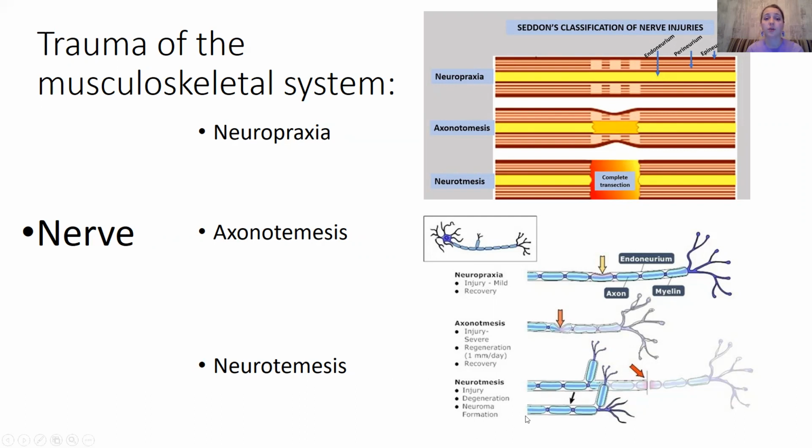And the most severe trauma of nerve, neurotmesis. Severe disruption of the connective tissue components of the nerve trunk with compromised sensory and functional recovery, which is never complete, never 100%.